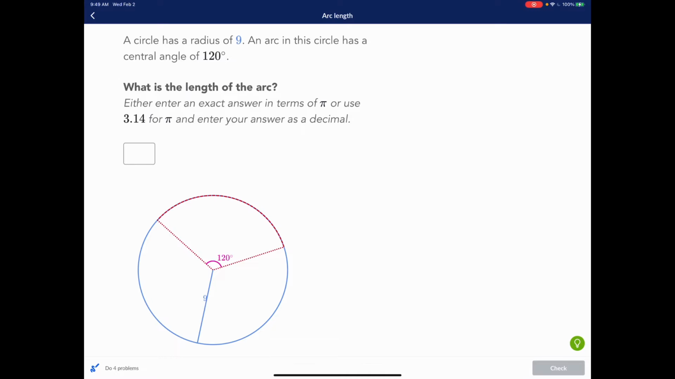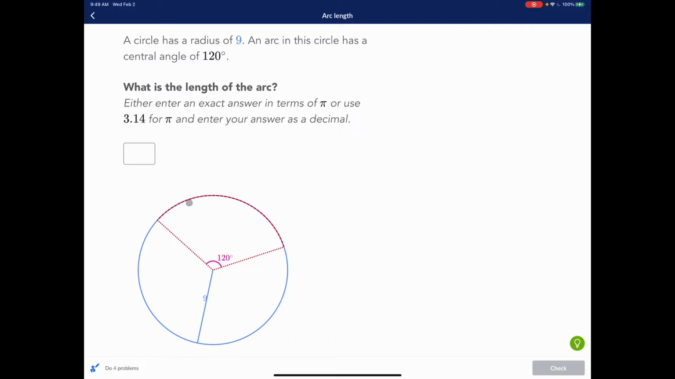Hello everyone, today we are going to find the arc length. So what is an arc length? Arc length is the length of part of a circle. And so this entire length right here would be called a circumference. And circumference is the length around the entire circle. And arc length is just a part of that circle, right?